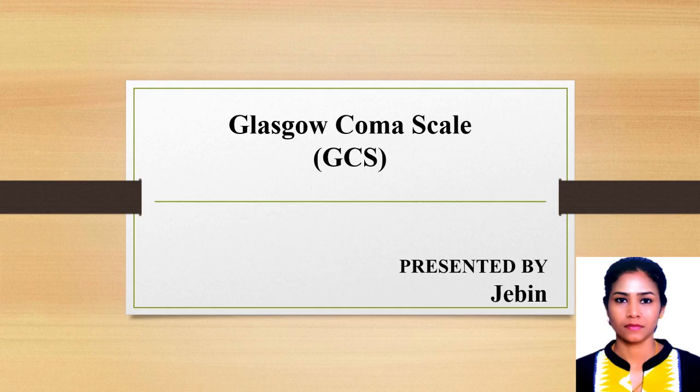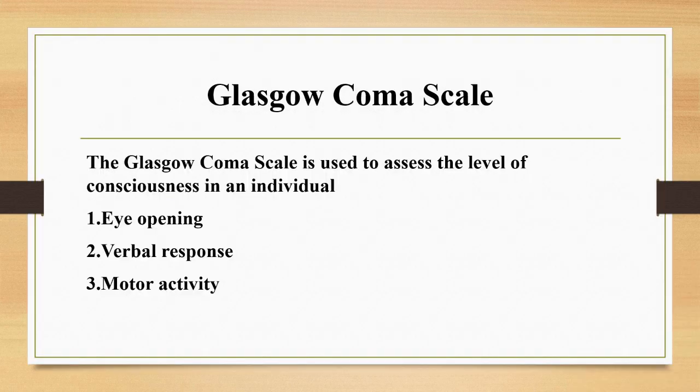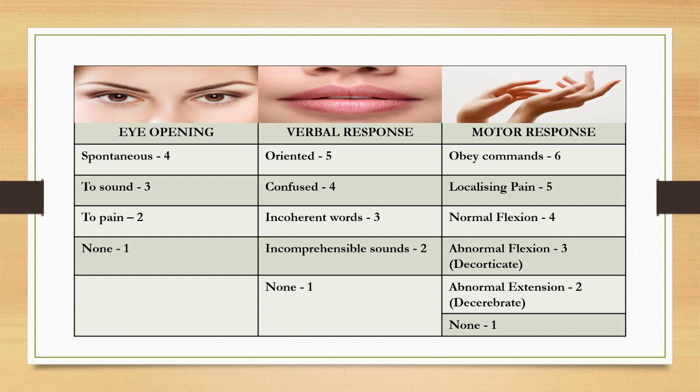Today I am going to discuss the Glasgow Coma Scale, which is a tool used to assess the neurological status of an individual. Let's move on to the topic. The Glasgow Coma Scale is a tool used to assess the level of consciousness in an individual. The score will be given based upon three responses. The first one is eye opening, the second one is verbal response, and the third one is motor activity. Let's see how to give the score based upon the response of a patient.